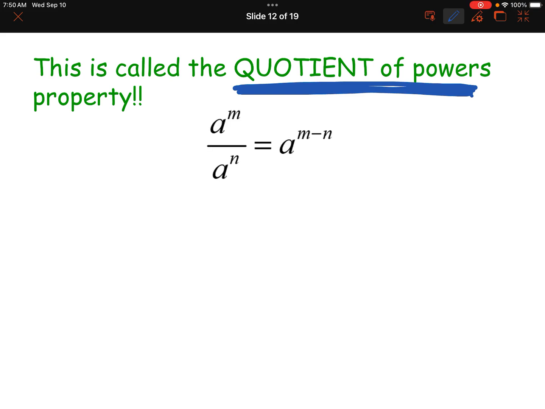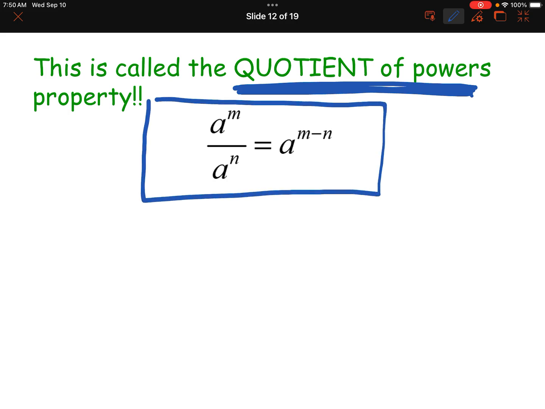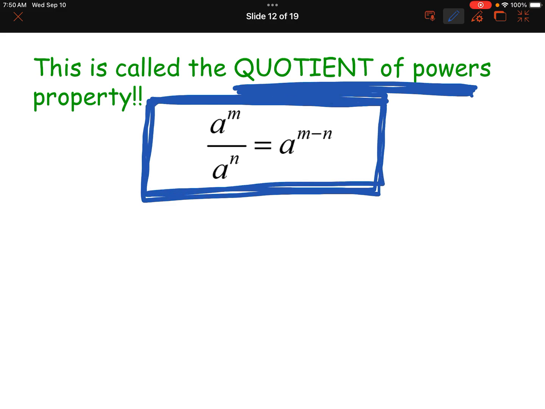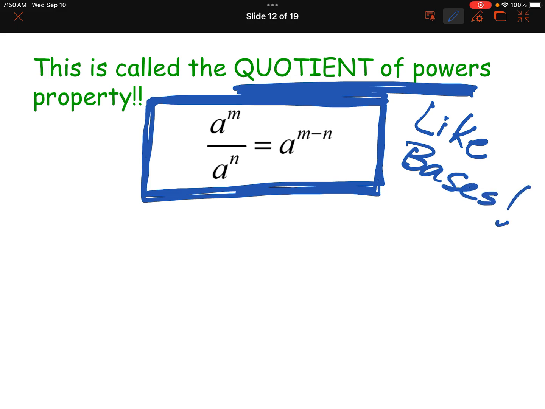And the quotient of powers property says, anytime you have a to an m power over a to the n power, you can do a shortcut by simply subtracting the exponents. Again, it has to be like bases. Must be like bases.